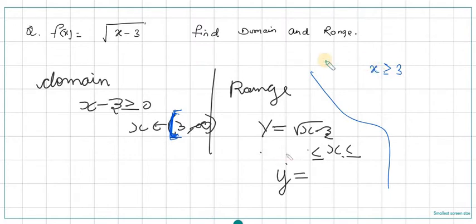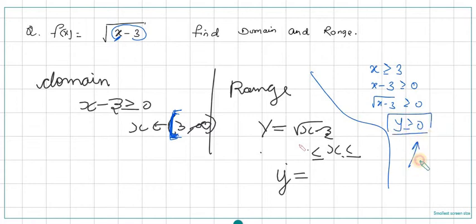It means that we have to subtract 3 from here because x has this condition. So if we subtract, that means x minus 3 is always greater than or equal to 0, and once you take the square root of it, the square root of x minus 3 is always greater than or equal to 0, and so y is greater than or equal to 0. So that is the range. Understood? You are simply constructing from whatever you have already for the domain.